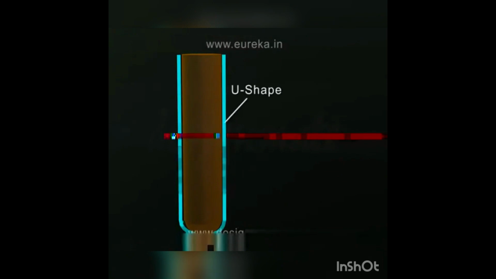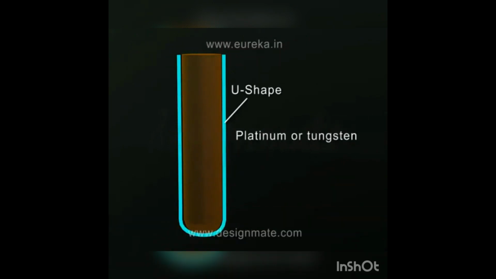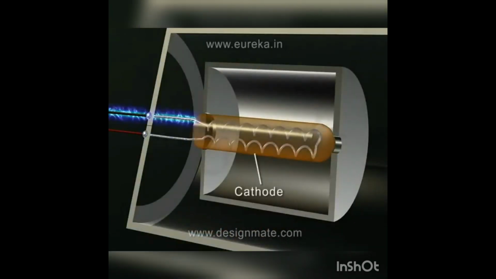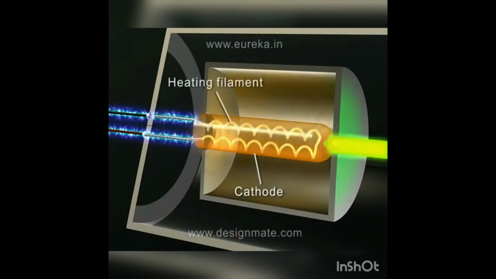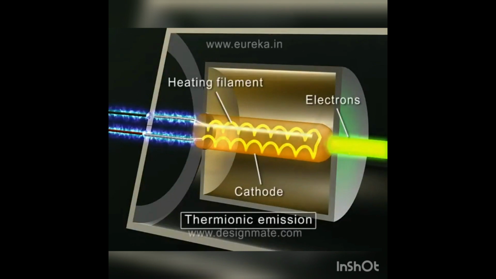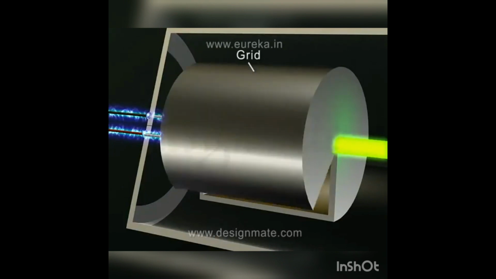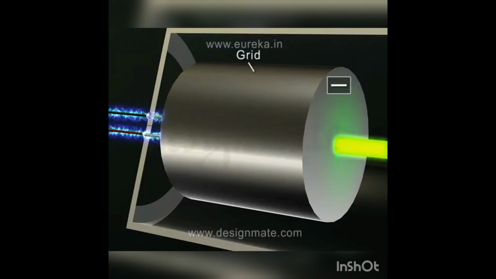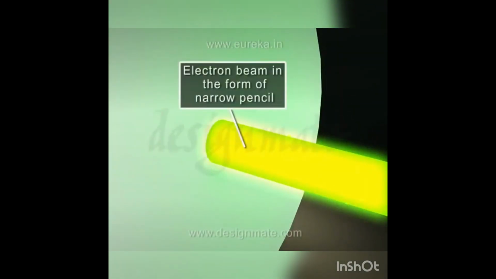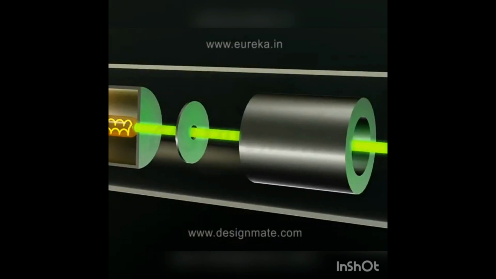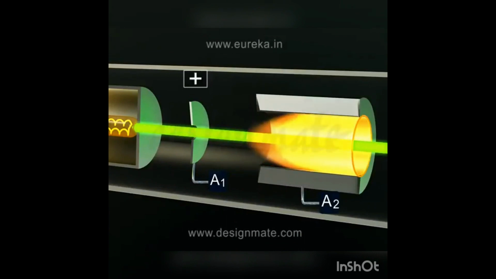A cathode. A cathode is a U-shaped platinum or tungsten coated tube in which, whenever a current is supplied to it, its heating filament gets heated up to a higher temperature, by which it emits a large amount of electrons in the form of thermionic emission. The grid, which is a nickel cylinder, is maintained at a negative potential. Due to the negative potential, the electrons come out in a fine narrow pencil. These beams are accelerated by means of anode A1, at positive potential with a center hole in the plate, and another anode A2 is kept at a lower potential to focus the beam.